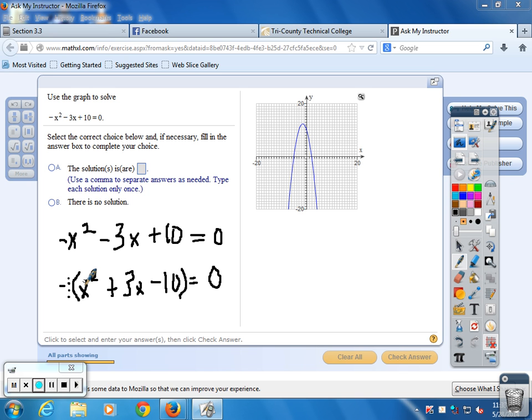All right, so this -1 is going to be equal to 0. Can negative 1 equal 0? Yes or no? No. So mark it out. Just go ahead and take your pen and mark that out because it's not going to help you. And now you've got x squared plus 3x minus 10. So use your reverse FOIL. And we all know that's 2 and 5, isn't it?